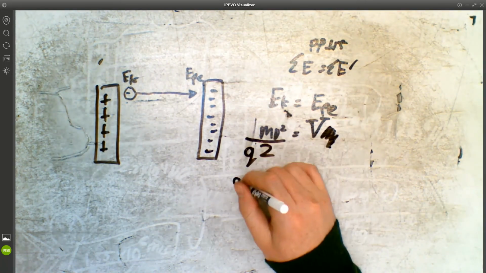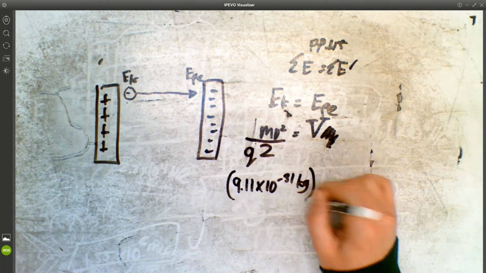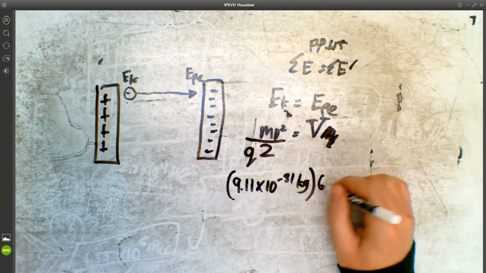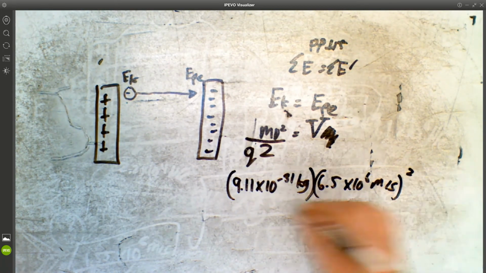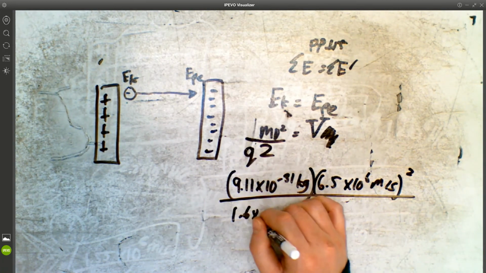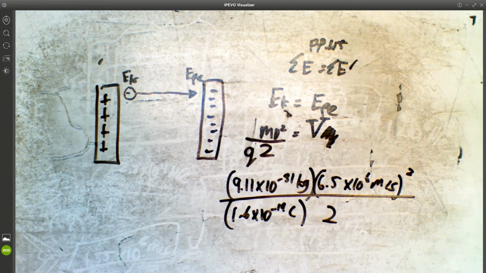So it's an electron, which is 9.11 times 10 to the negative 31 kilograms. It tells us the speed, 6.5 times 10 to the 6 meters per second. Charge of an electron is the elementary charge. And then the 1/2, the 2's got to stay down there.